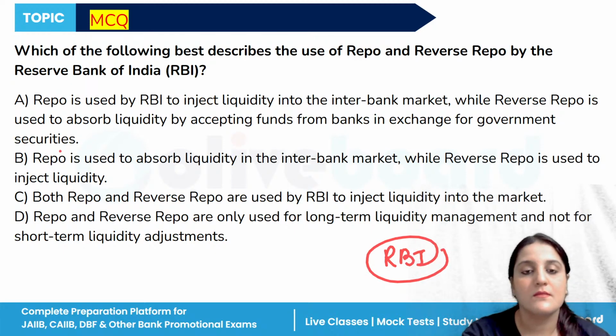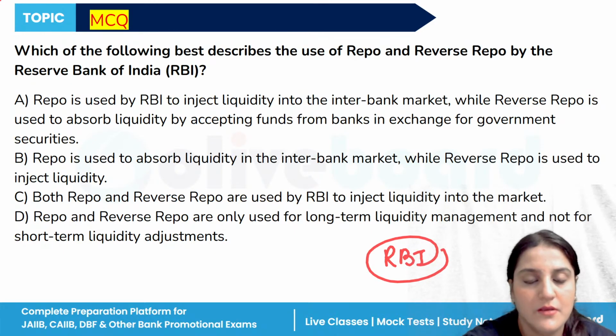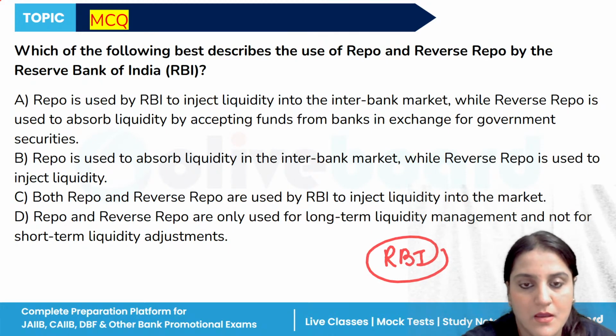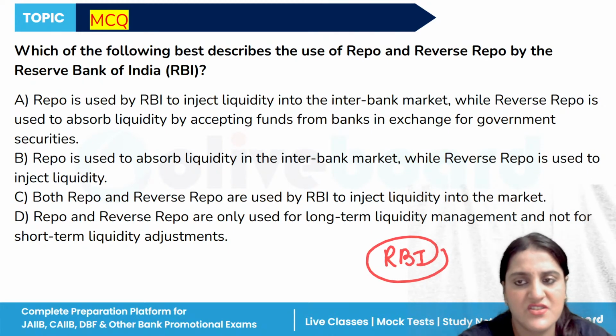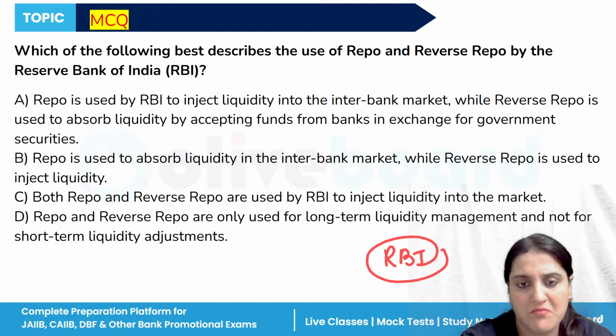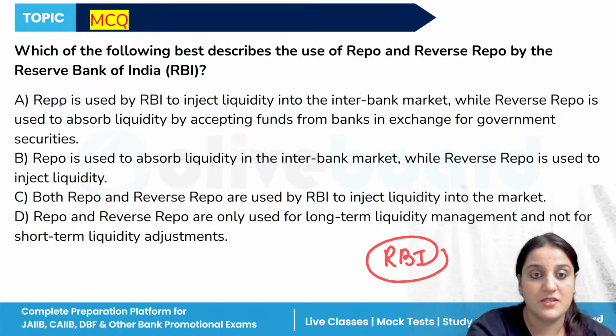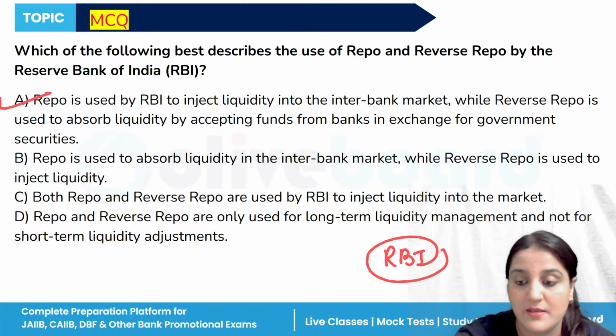So here, which option can be correct? It is used extensively by the Reserve Bank of India as an instrument of monetary policy to control the liquidity. So option A is correct here.